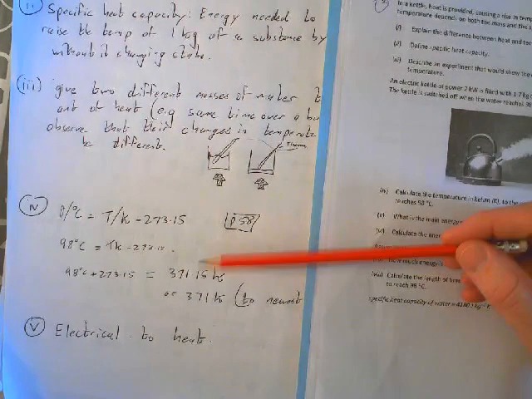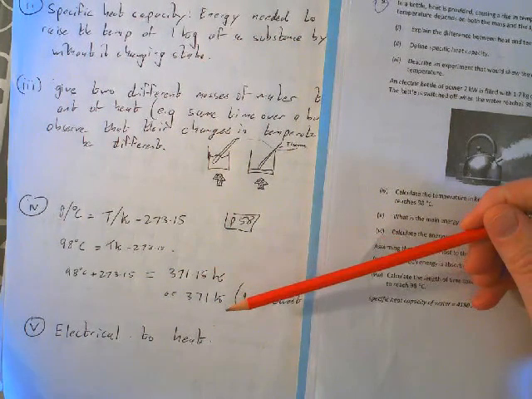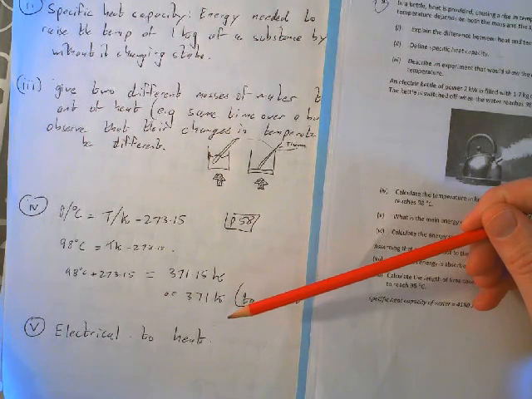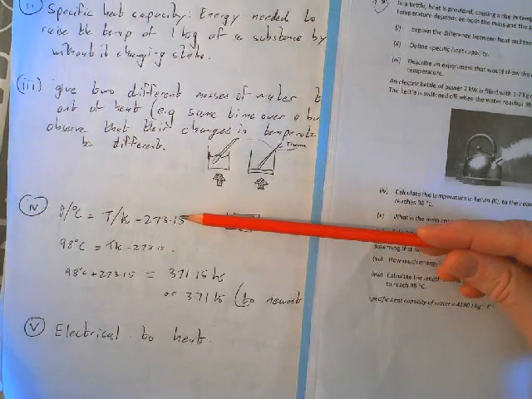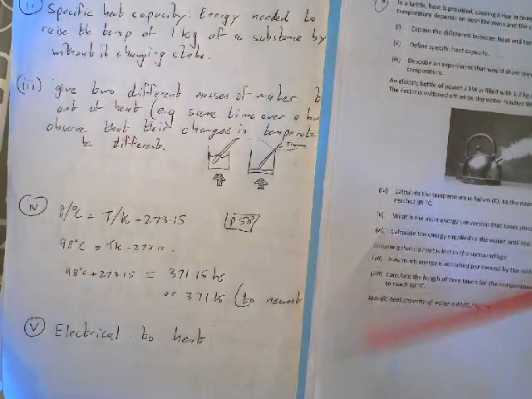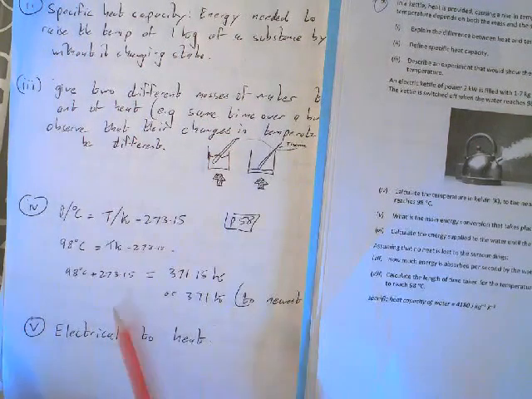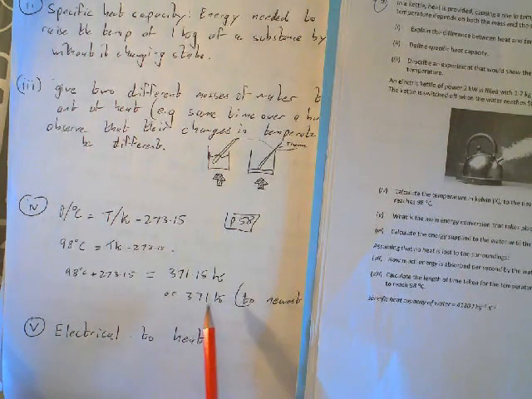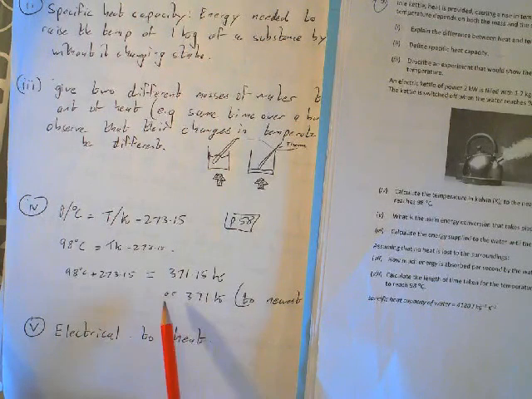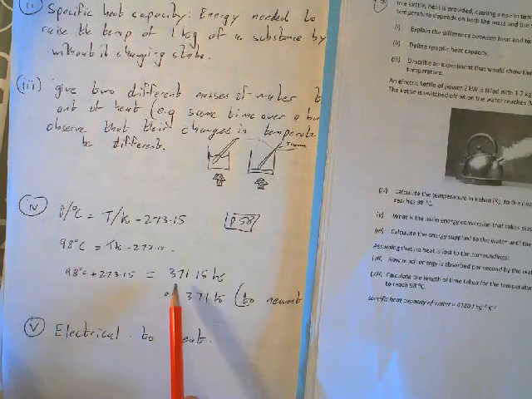The easiest way to think about this is a degree in Celsius and a degree in Kelvin are the same in terms of difference, but it's the starting points that are different. So 0 degrees Celsius is 273.15 Kelvin, and absolute 0 Kelvin is minus 273.15 Celsius. I think I'm over-explaining this. But in any case, 98 degrees Celsius is 371 Kelvin because you have to add on that.